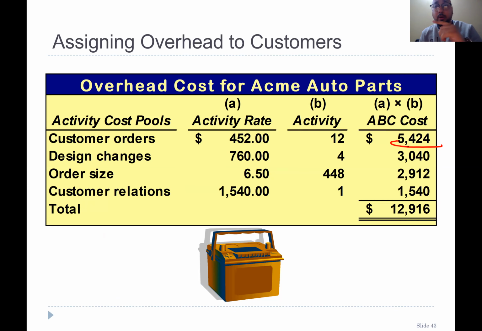Design changes are based on orders, but not the number of batteries. So it's not like you multiply with 200. No, with orders, 4 orders they came. 760 per order, so $3,040 over there.